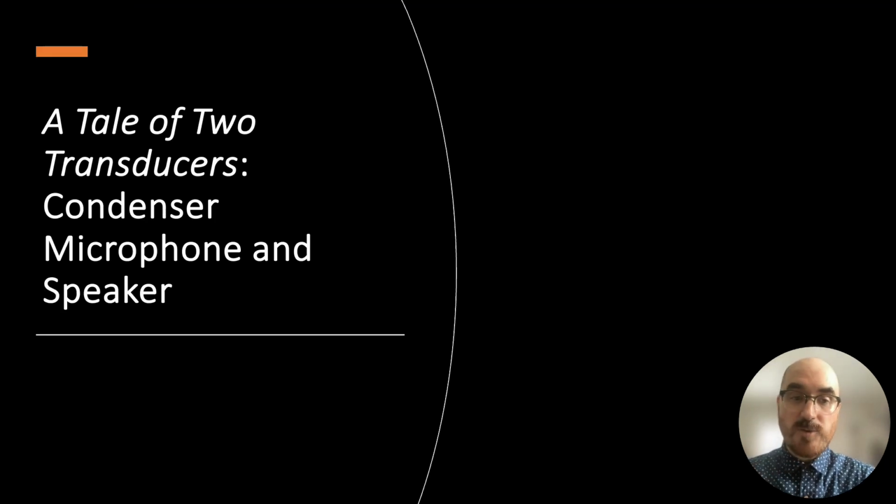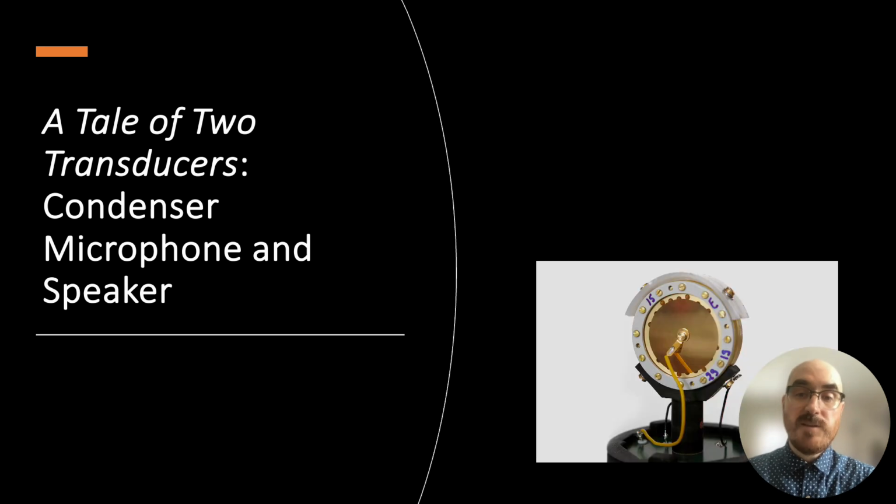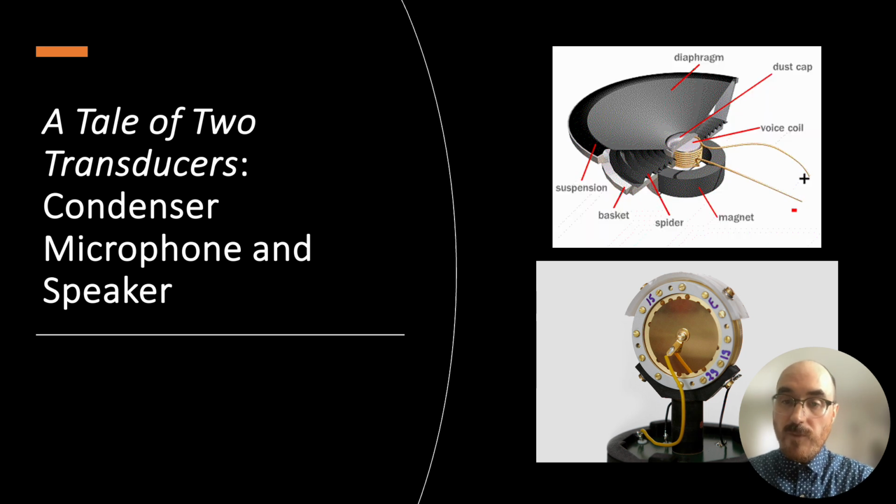Let's look at a tale of two transducers, a condenser microphone and a speaker. Here we can see the inside of a condenser microphone. Like if you took a microphone and unscrewed the top of it and looked inside, right? We can see our capsule here, and this very thin plate. And here we can see a loudspeaker, right? Just like here, we have some wiring hooked up to some sort of plate. This time it's called a diaphragm.